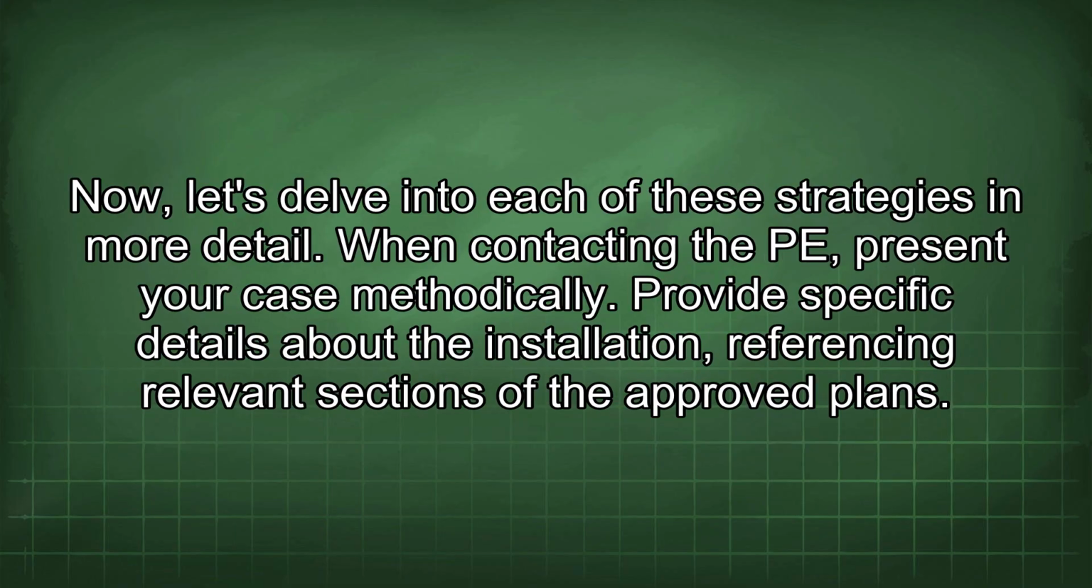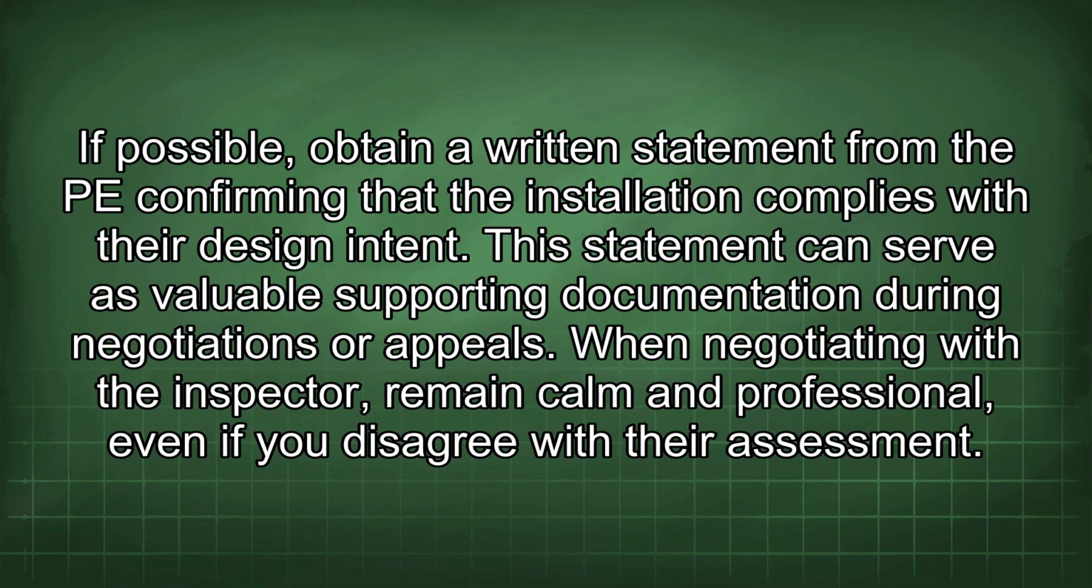Now let's delve into each of these strategies in more detail. When contacting the PE, present your case methodically. Provide specific details about the installation, referencing relevant sections of the approved plans. If possible, obtain a written statement from the PE confirming that the installation complies with their design intent. This statement can serve as valuable supporting documentation during negotiations or appeals.